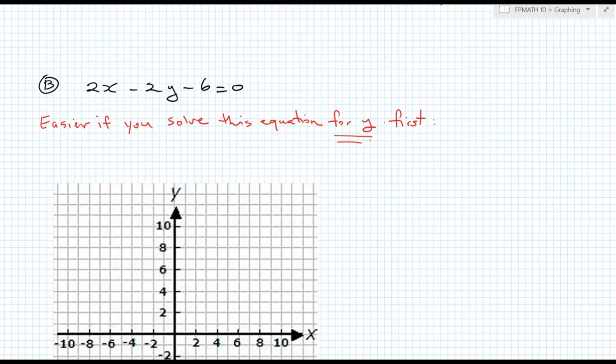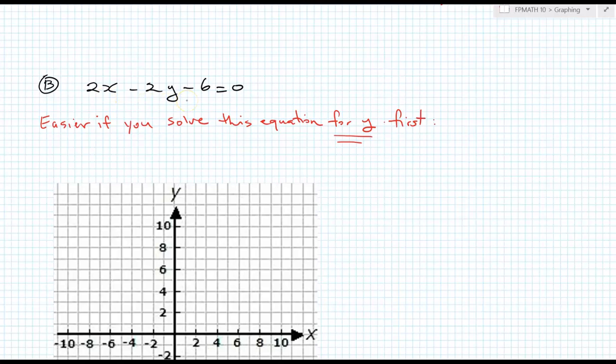Now, do you have to do that? No, but if you do it, probably it will make more sense and probably you will make fewer algebraic mistakes. So I suggest you go ahead and solve this for y first. If you don't want to, that's okay too.